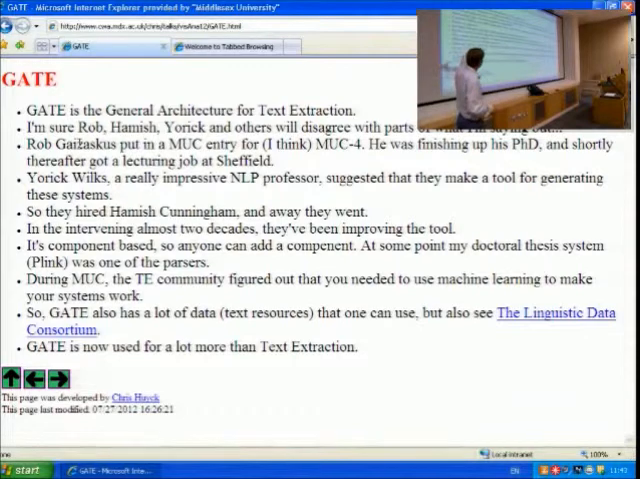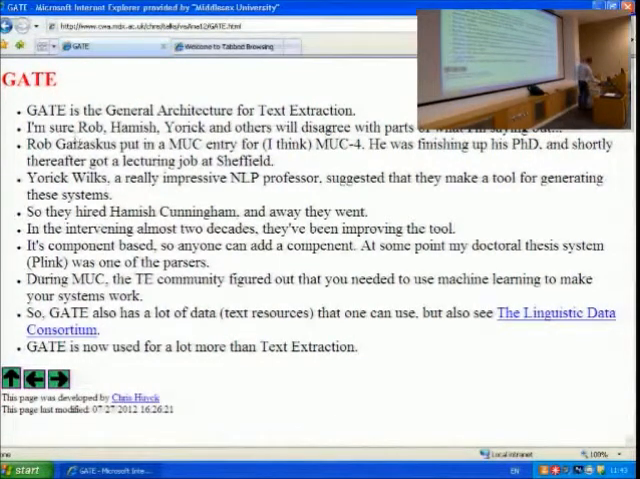During MUC, the text extraction community figured out that you need to use machine learning to make your systems work. If you want to have really good text extraction systems, you want to use machine learning. So Gate also has a lot of data to do machine learning from that one can use. But if you haven't got enough data there, check out the Linguistic Data Consortium. There's a link there. They've got scads of corpora. Gate's now used for a lot more than text extraction.